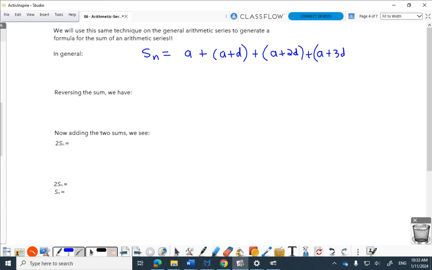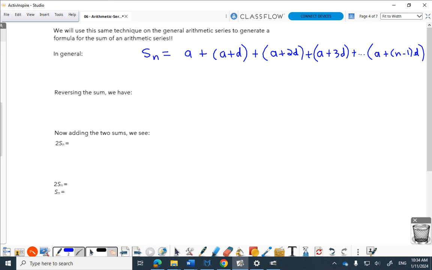This is difficult, what I'm going to do next. What's the final term? When I write it, hopefully you'll be like, oh, right. That would be the final term. The final term will be A plus (n minus 1)d. That's the formula for any term. So that last term is A plus (n minus 1)d.